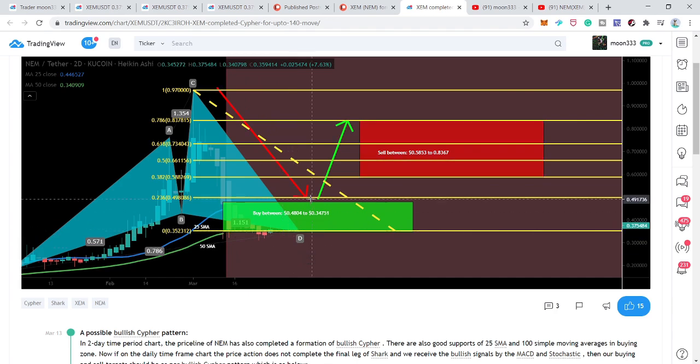Now let me just show you what I told you in my previous video and what kind of indicators I shared with you that we should use to identify whether the price action is going to start a move to the upside from this cipher or it will move more down to form a shark move. And this was the video. Let me just show you.